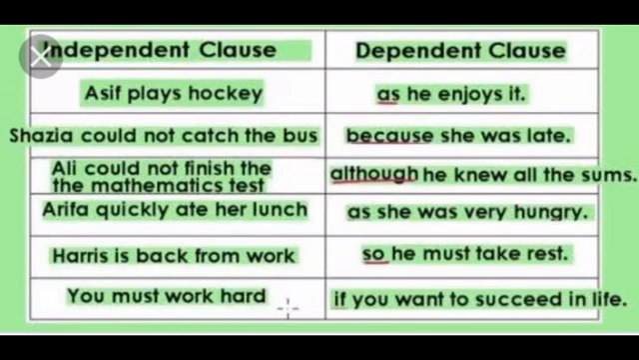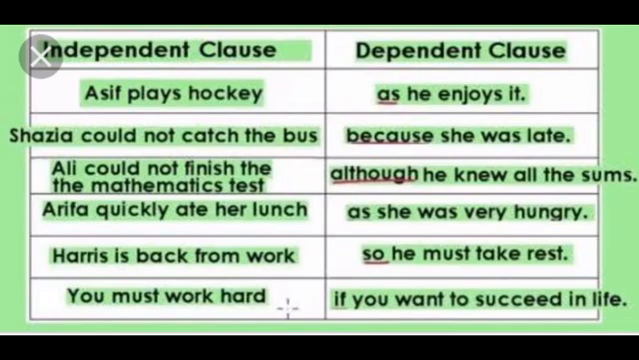In the fourth example, Arifa quickly ate her lunch as she was very hungry. In this sentence, the second part is the dependent clause, as she was very hungry, that is connected to the first part, Arifa quickly ate her lunch. Next example, Harris is back from work so he must take rest. Here the first part is the independent clause, that is, Harris is back from work, that is complete in itself and can stand alone, but the dependent clause part cannot stand alone and it needs the help of the independent clause. Last example, you must work hard if you want to succeed in life.